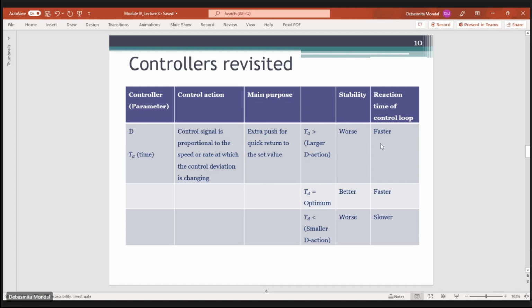If you have smaller D action, then the stability is not really improved, and at the same time the response is slower. So you have to choose the value of this derivative control; it has to be an optimum one. At the optimum condition, the stability is improved as well as the reaction time. There is a balance between the stability and the reaction time of the control system.